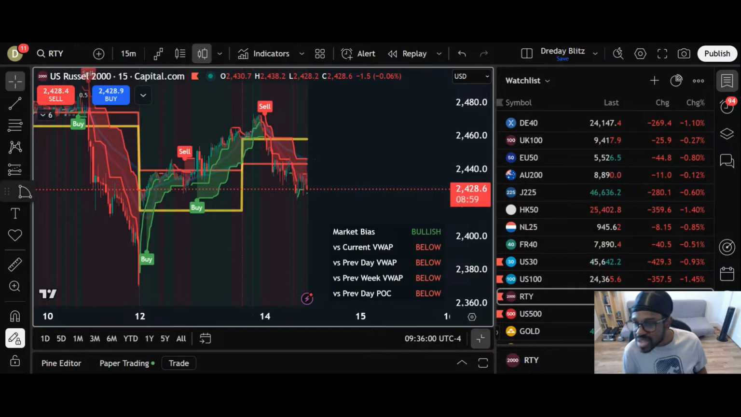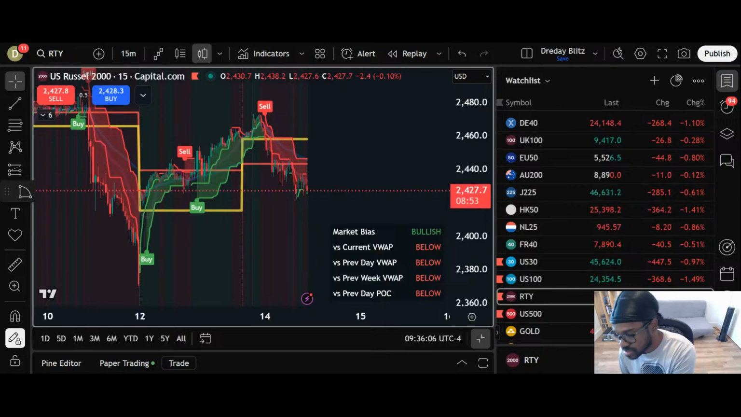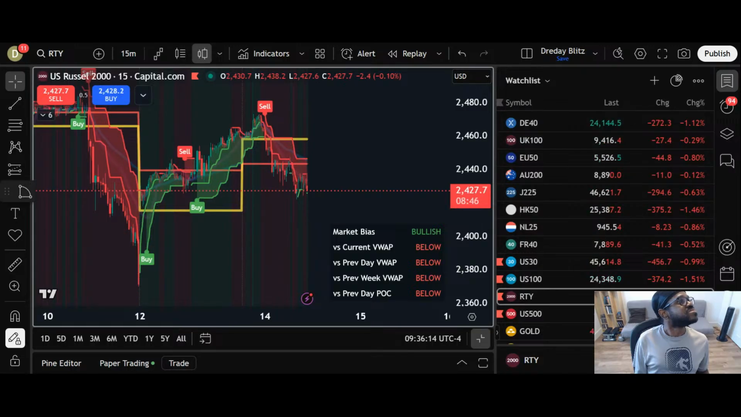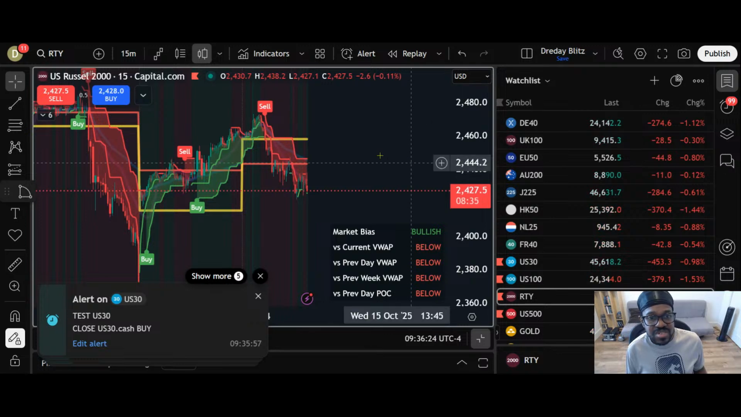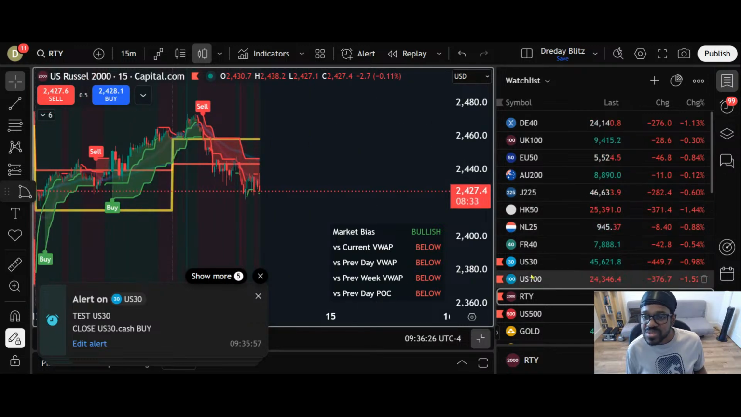Yeah, so we have a sell US30. Sell US30 at price 45,644.9 on 15 AM time frame at time 9 hours 35 minutes and 56 seconds. So we still have a sell continuation here. So let's look at US30.